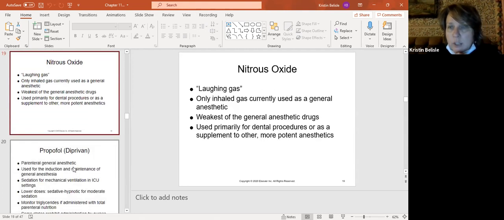Nitrous oxide, you guys have heard of it. If you've been to the dentist, it's laughing gas. It's an inhaled gas only. It's used as a general anesthetic, the weakest of the general anesthetics out there. So if you're getting laughing gas, it's one of the weakest of general anesthetics. You should know that. Used primarily for dental procedures, and they can use it for supplemental other uses.